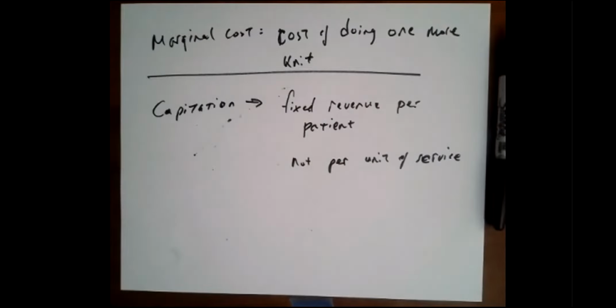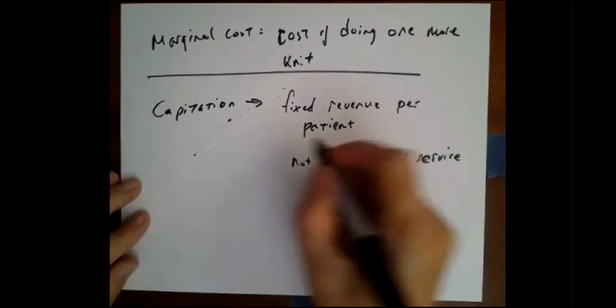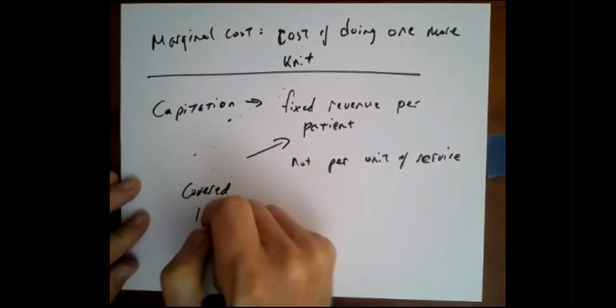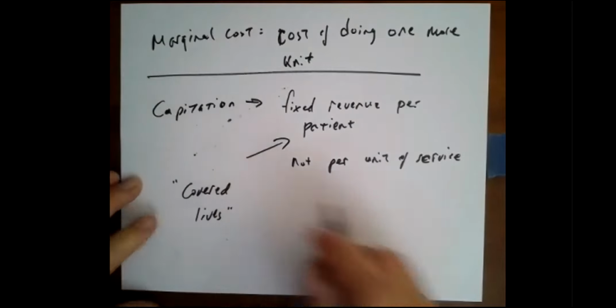So we're no longer going to calculate a revenue per test, for example. Instead, we're going to calculate based on the number of covered lives. So the measure here is covered lives is the phrase we'll use.